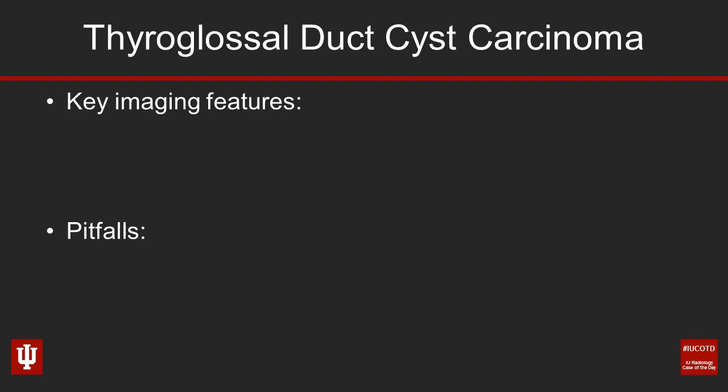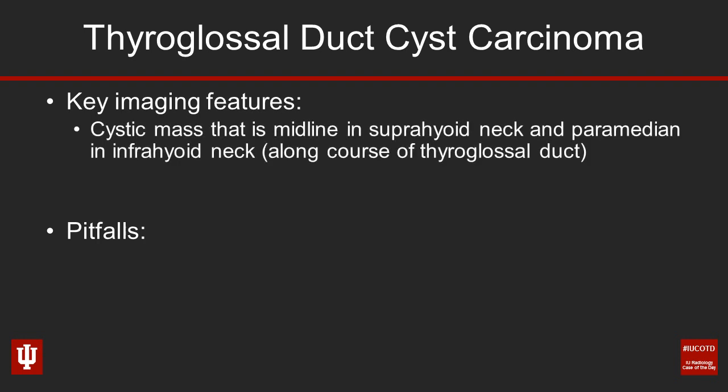Okay, so let's wrap this up. This was a patient who had thyroglossal duct cyst carcinoma. And the imaging features that you need to know about for this case is, first of all, we had a cystic mass that was midline, just right of midline. And again, with thyroglossal duct cysts, if they're in the suprahyoid neck, they tend to be at midline. If they're in the infrahyoid neck, they oftentimes sit paramedian. So that really replicates the course of a thyroglossal duct.